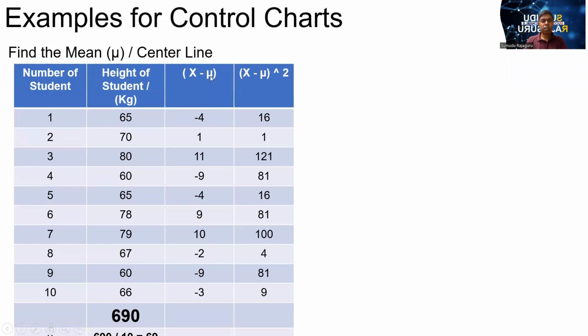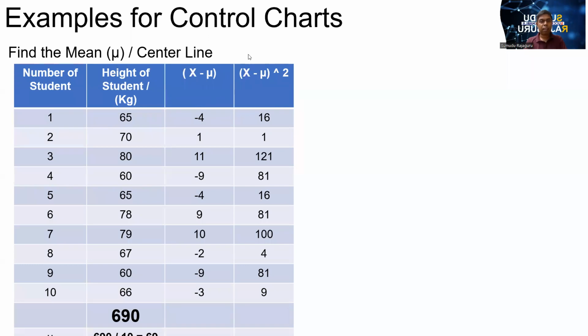It is also very simple. If we want to calculate the sigma, we first have to calculate the x minus mu terms. x means these terms, mu means our center line, 69. Then 65 minus 69, the answer is minus 4. 70 minus 69 is 1. 80 minus 69 is 11. Likewise, we can find the x minus mu terms.